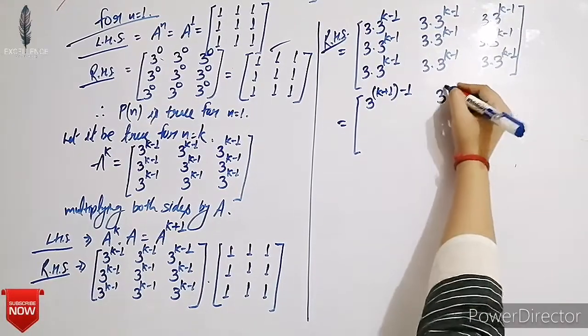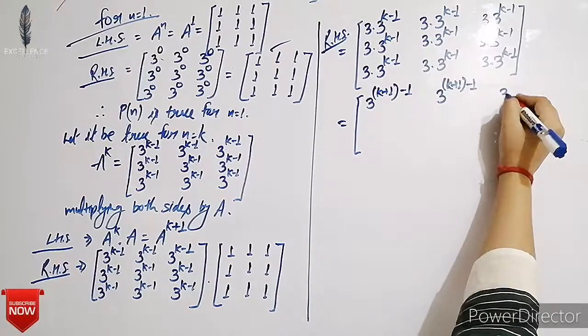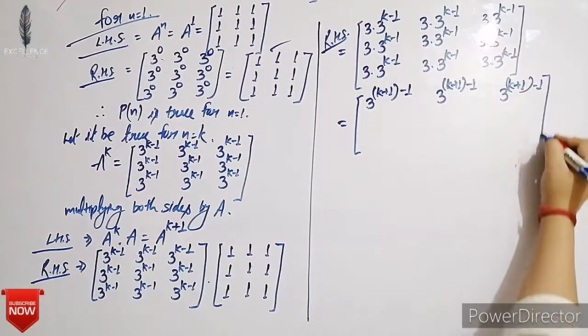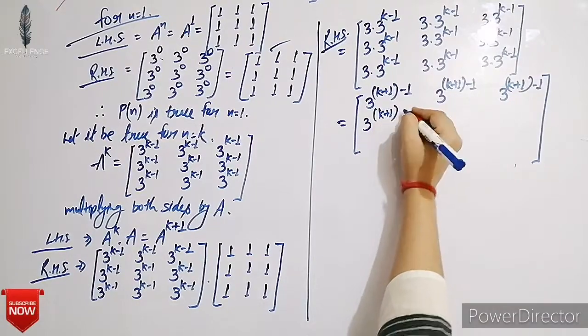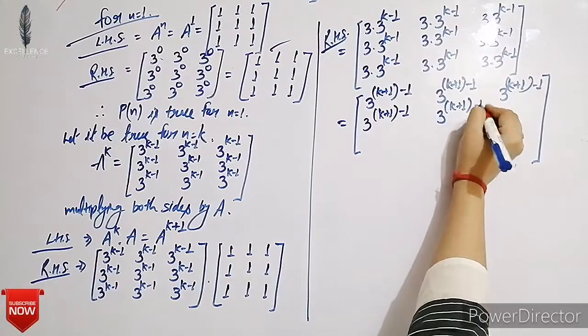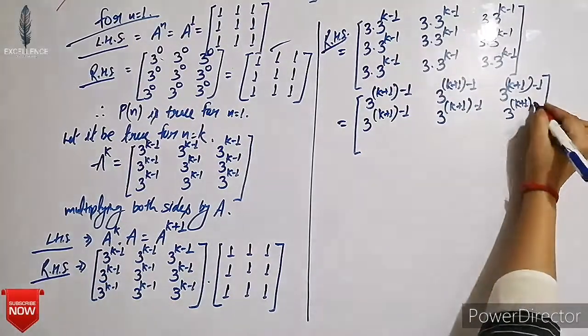Clear? Same element 3 raised to k plus 1 minus 1, same in second and third row. Clearly we can see 3 raised to n minus 1 now is in the form of 3 raised to k plus 1 minus 1. So for the value of n is equals to k plus 1.